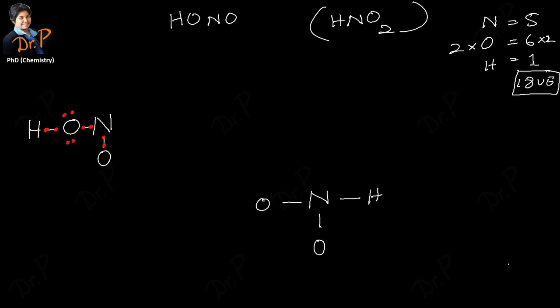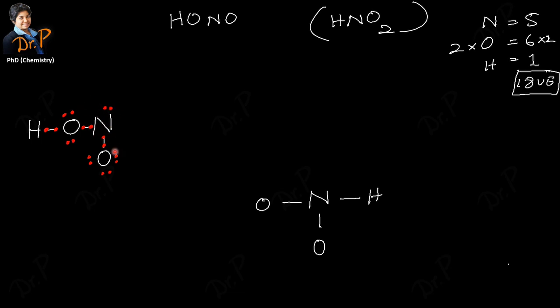Now I have used a total of 10 electrons from 18, so this is 10, 11, 12, 13, 14, 15, 16. Where can I put my remaining 2 electrons? I would put it on nitrogen, so 17, 18. Oxygen seems to be fine with its 8 electrons, but look at nitrogen. That's 1, 2, 3, 4, 5, 6. Nitrogen is not happy. It's not having its 8 electrons.